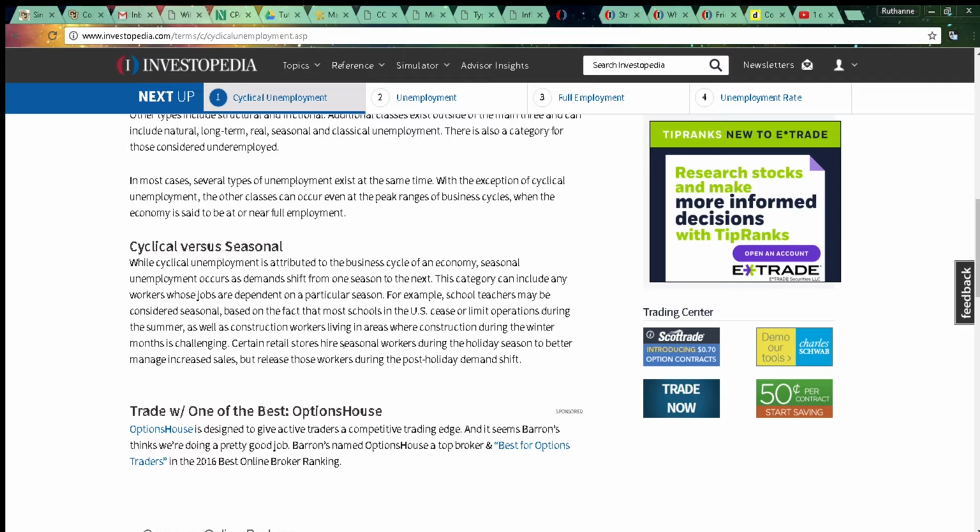Certain retail stores hire seasonal workers during the holiday season to better manage increased sales, but release those workers during the post-holiday demand shift. That is extremely common in large stores for them to bring in basically part-time employees that are brought in specifically to help with the increase in demand during particular seasons.